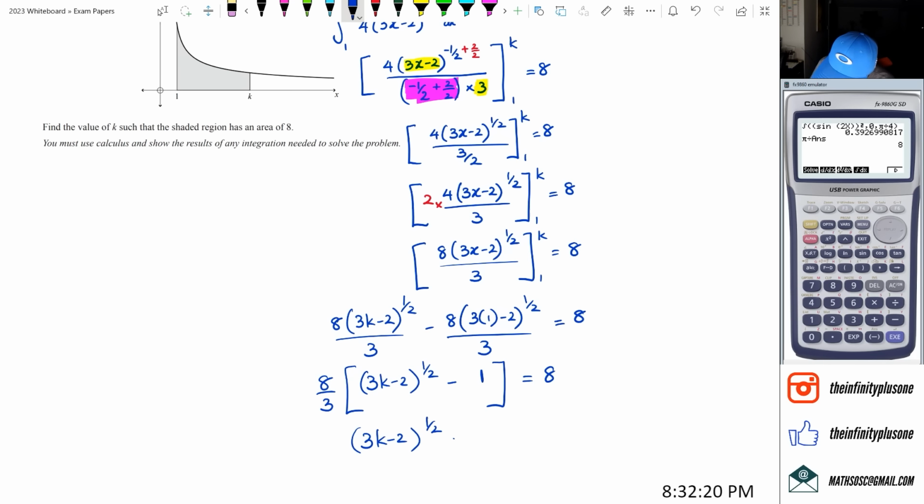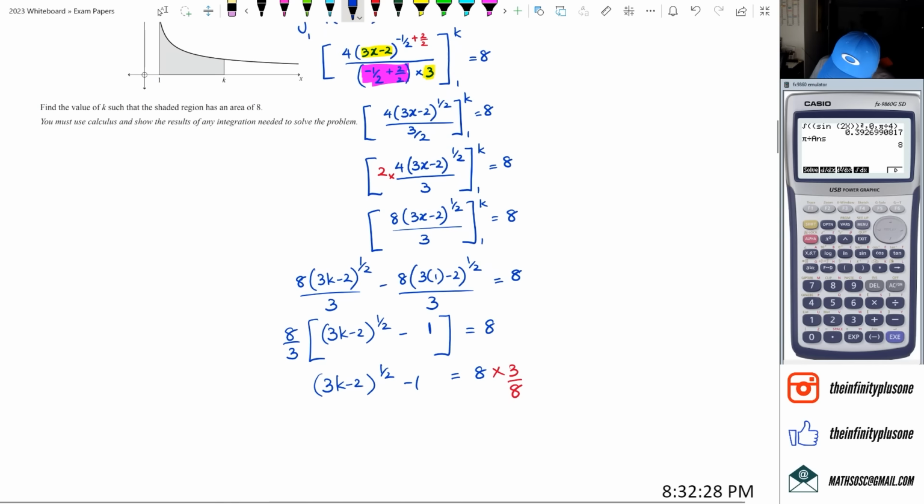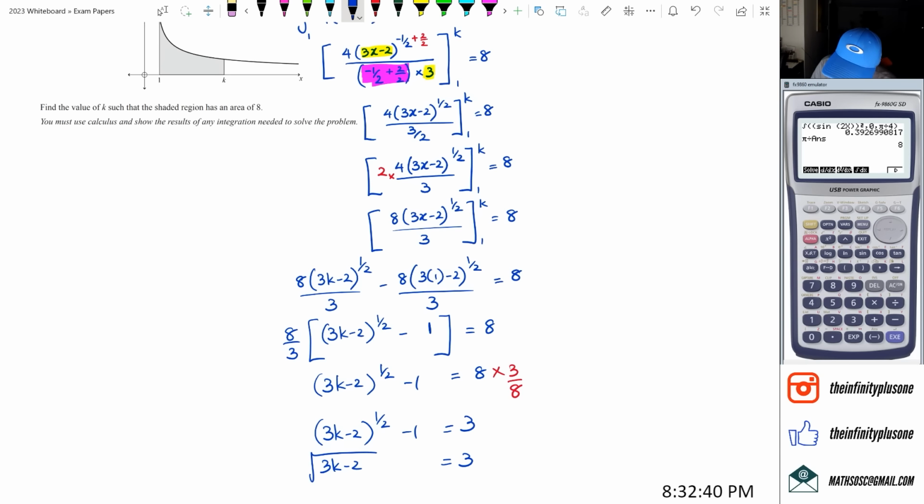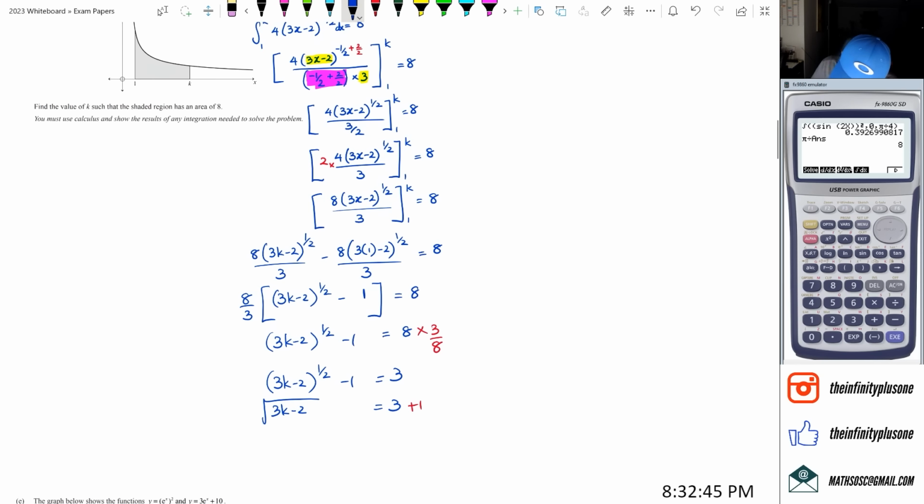Which means I'm going to get (3k - 2) to the power of half minus 1 equals 8 times 3 over 8. Nearly getting there, folks. So (3k - 2) to the power of half minus 1 is equal to 3. And then the half is just square root. And the negative 1 goes to the opposite side because then it becomes plus 1. Square root of 3k minus 2 is equal to 4.